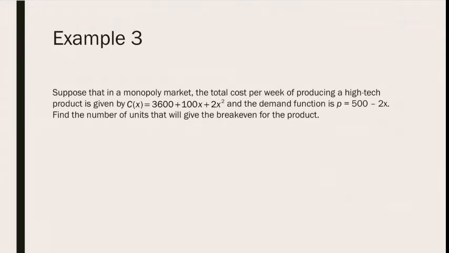Suppose that in a monopoly market, the total cost per week of producing a high-tech product is given by that function, and the demand function is P equals 500 minus 2x. Find the number of units that will give the break-even for the product. So we know when we're given cost that we need to have revenue in order to find the break-even, in order to find where the profit's going to be zero. Since we're not given the revenue and we're in a monopoly market, we need to find the revenue.